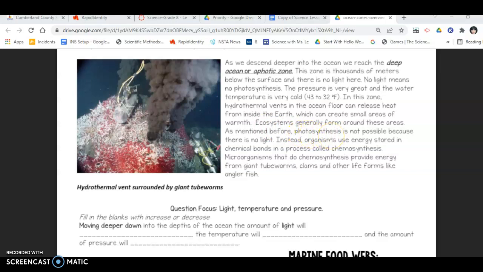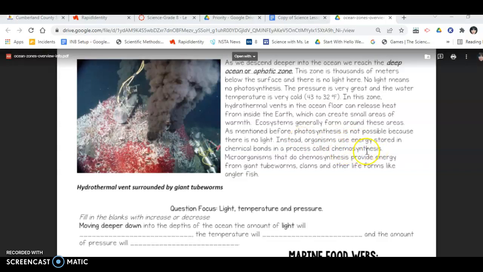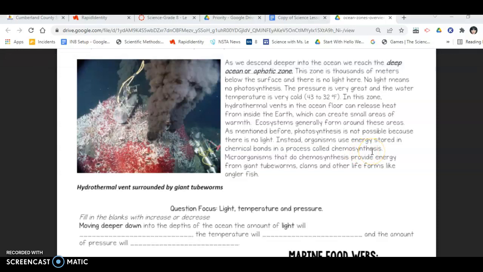Photosynthesis is not possible because there is no light. Instead, organisms use energy stored in chemical bonds in a process called chemosynthesis. Okay, this is a word that you might not have seen before. So, chemo means chemical. Synthesis means to synthesize. So chemosynthesis. So we're synthesizing, or using chemicals, to make food. So they can't go through the process of photosynthesis, but they can chemosynthesize, okay? So what does that mean?